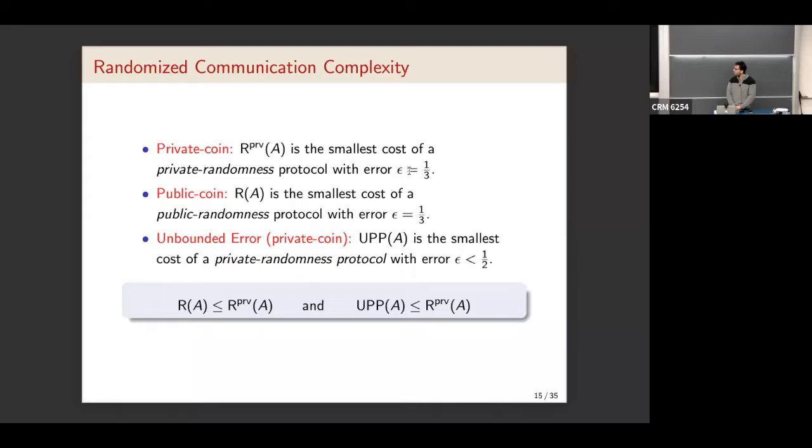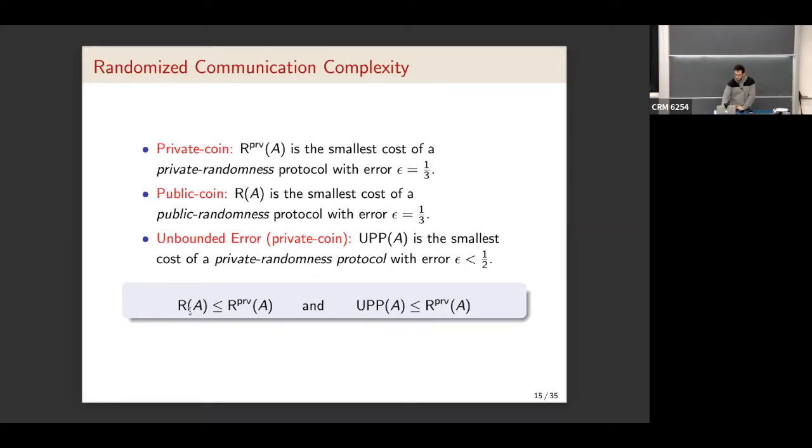Now, this one you have to define as private coin. If you define it with public coin, it's always like 1 or 2, it's trivial. So this is called unbounded error. So those are three notions, and the relations that we have between these are the following.